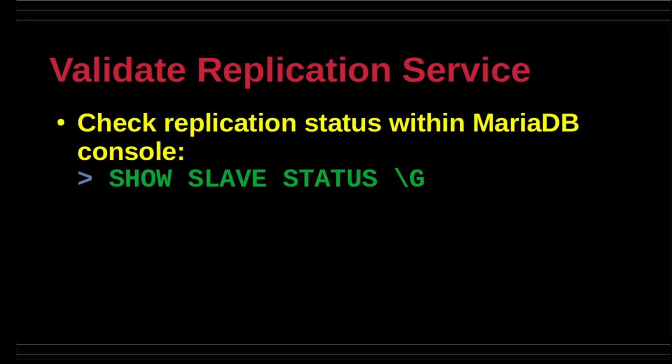It is definitely good practice to validate the status of the replication process after issuing the command to start the process. The command to show the status of the replication is shown on the slide. Please note that the termination characters for this command are backslash and the letter G. There is no terminating semicolon for this command.